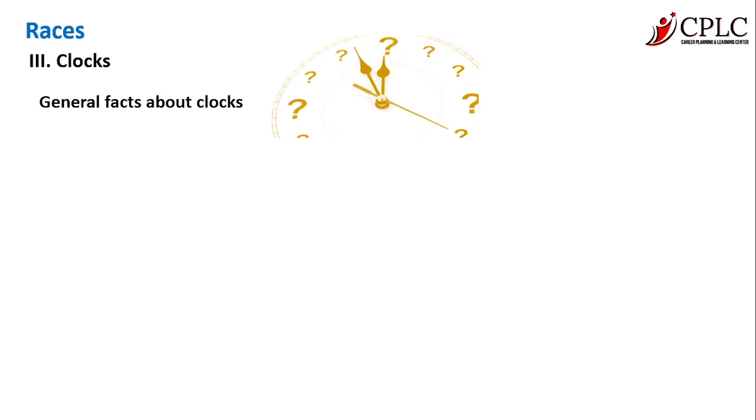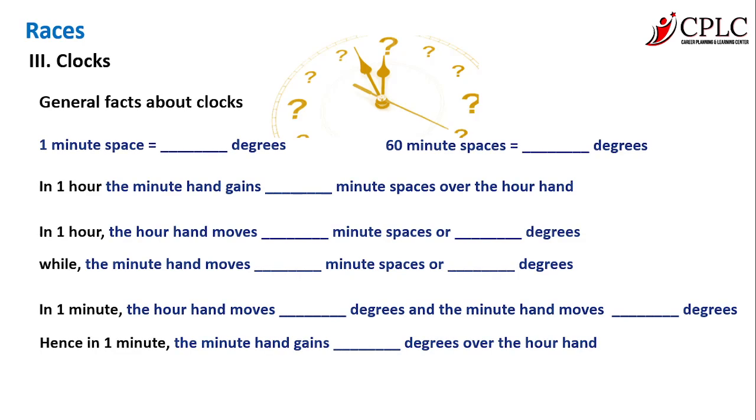Now, let's talk more about clocks. The first thing is general facts. 1 minute space is obviously 6 degrees. Then 60 minute spaces is 360 degrees. Then 1 hour is how many minutes? Obviously 60 minutes. And the hour hand covers in 1 hour only 5 minutes.